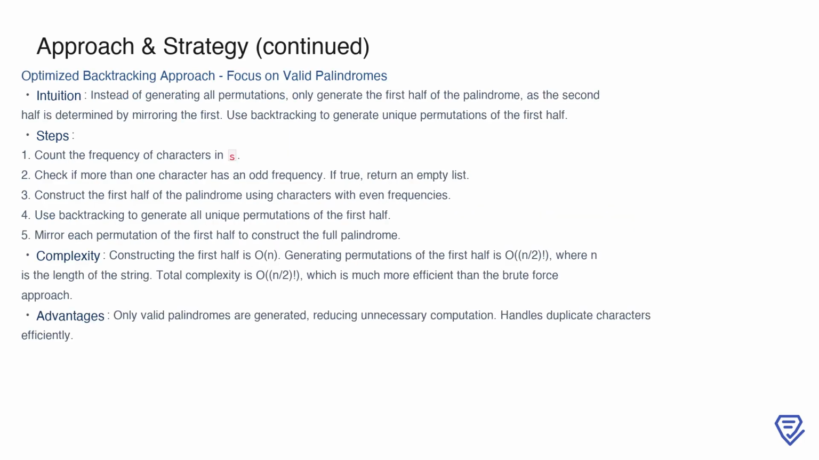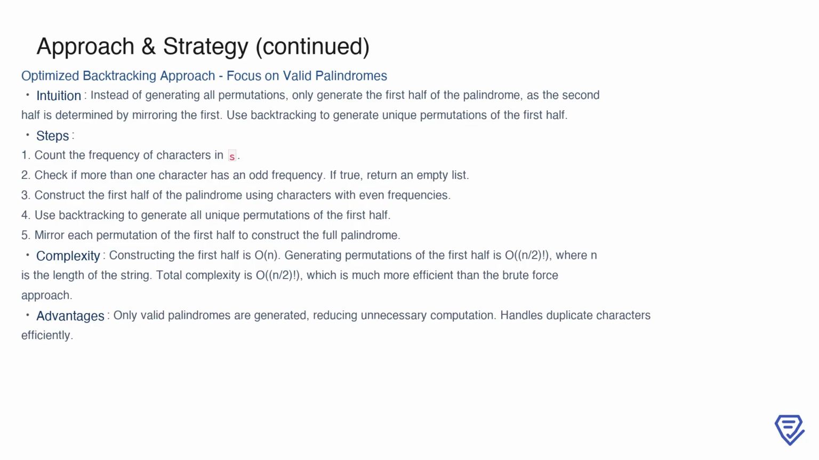A more efficient solution is the optimized backtracking approach, which focuses only on generating valid palindromes. The key insight is that you only need to generate the first half of the palindrome, as the second half is simply a mirrored version of it. Here's how this approach works.